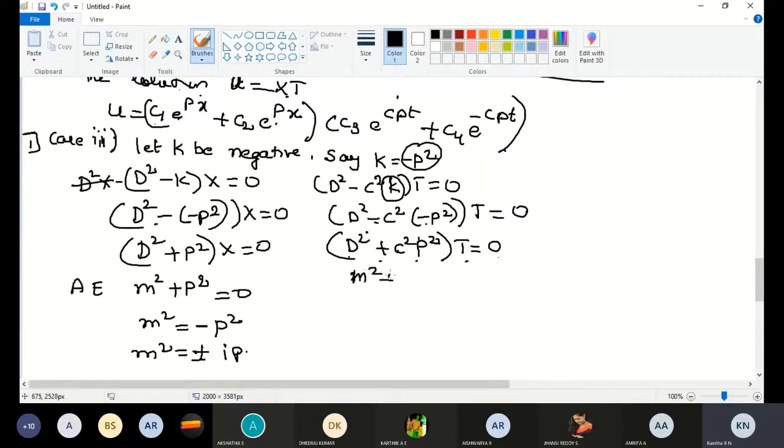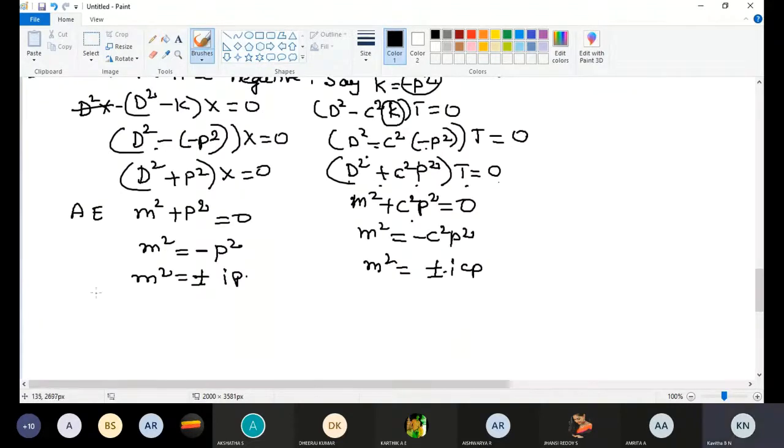Then take down the second equation, m square plus c square p square is equal to 0. Means m square is equal to minus c square p square, means m is equal to plus or minus icp. Then here the solution is a complex number. Y c is equal to a complex number, means plus or minus p plus or minus iq. How to write here? e to the power of px into c1 cos qx plus c2 sin qx.